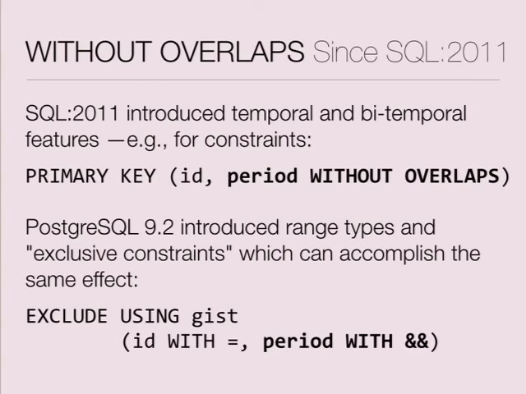And as lucky as we are, we can kind of use that already in Postgres. It's not the same syntax. It's not a keyword WITHOUT OVERLAPS. But starting with 9.2, we have exclusion constraints. Who has ever used them? Okay, and range types. Combine those two, and then you can write an exclusion constraint like shown here, where I just say the ID is to be compared with the equal sign, and the period is to be compared with the double ampersand, the overlaps operator, and make sure there are no two conflicting rows. So it's different syntax, but same functionality. It's just a declaration. It's not runtime code like a trigger.